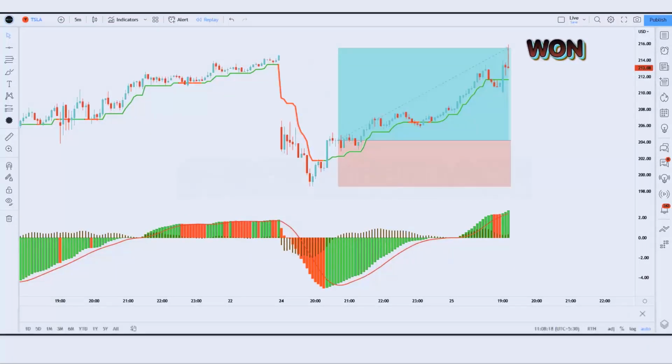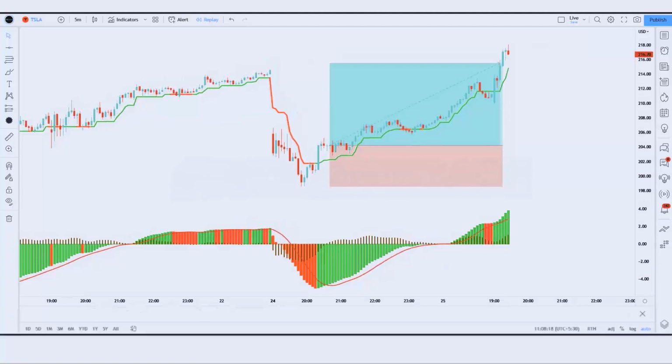The market has completely hit the target. I hope you must have understood this trading strategy.